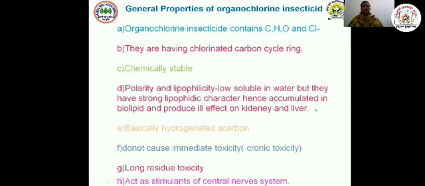General properties of the organochlorine insecticides. See, these insecticides mainly contain C, H, O and chlorine. They have chlorinated carbon in the cyclic ring.